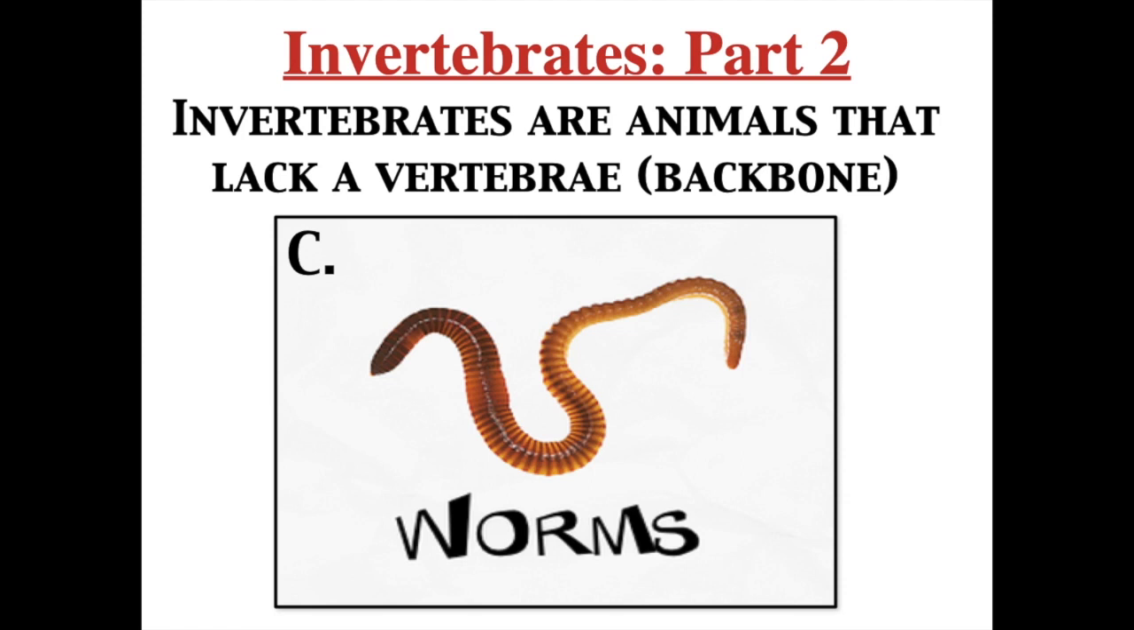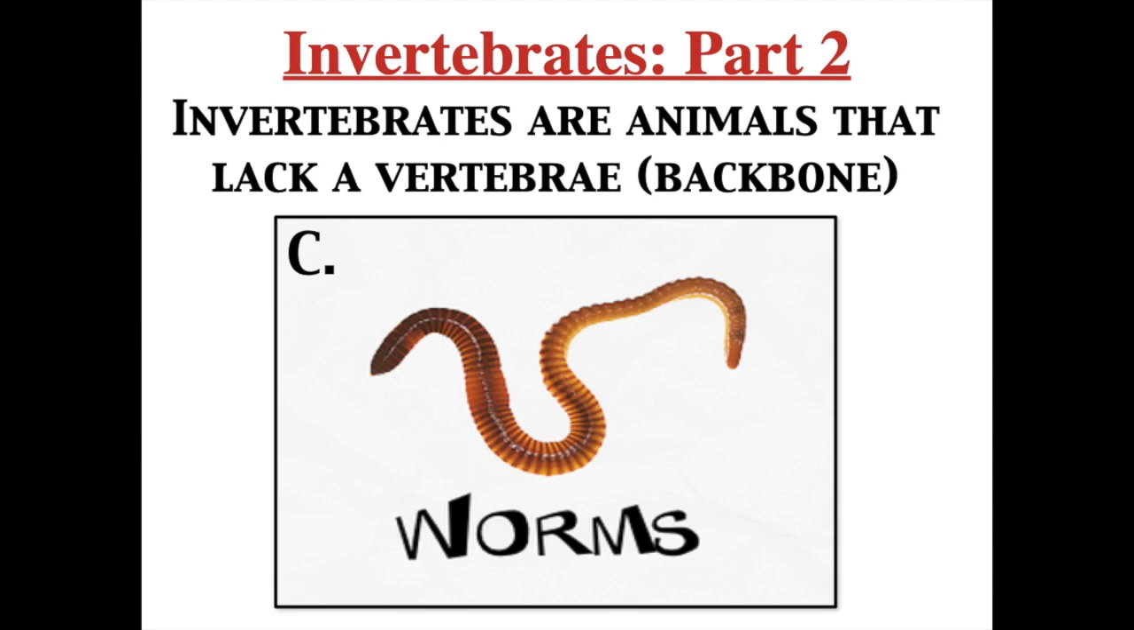We focused on Porifera, which included sponges, and then phylum Cnidaria. And the Cnidarians included jellyfish, hydra, sea anemones, and coral polyps. Now we're going to move to our third little section, which is going to be worms. Now, worms is not a phylum. Actually, this worm category is going to be divided into 3 phyla.